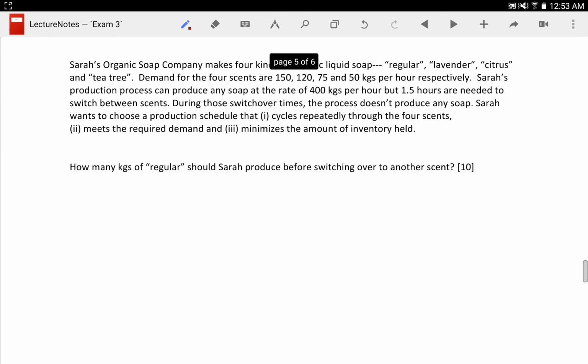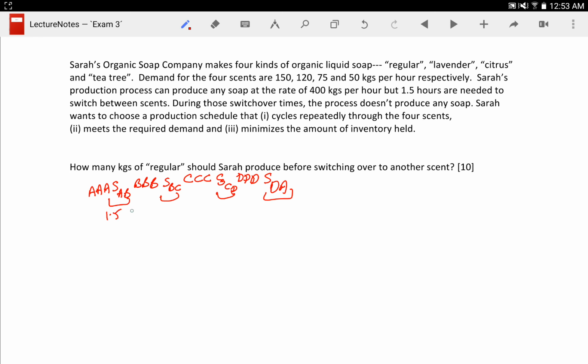All right, the next question: Sarah's organic shop has 4 products. So she has to make A, switch from A to B, make B, switch from B to C, make C, switch from C to D, produce D, switch from D to A. So she has to switch once, twice, thrice, 4 times. So 1.5, 1.5, 1.5, 1.5 equals 6 hours. Okay, all switching time is 6 hours.